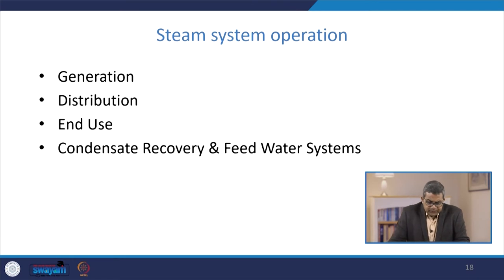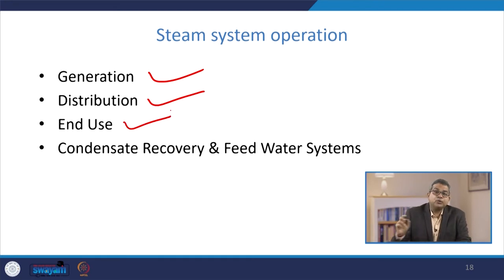Now, when we talk about steam system operation, as we discussed earlier, there are four different integral parts. One is how we generate the steam: the boiler and feed water supply system are part and parcel of it. Then there must be a distribution network through which we can distribute the steam formed in the boiler to the point of use. Then the end use, where we use the steam, maybe for power generation, heating, mixing, agitation, etc. Then the condensate recovery and feed water system. Condensate recovery, I told you, is very important because of the precious value of water.